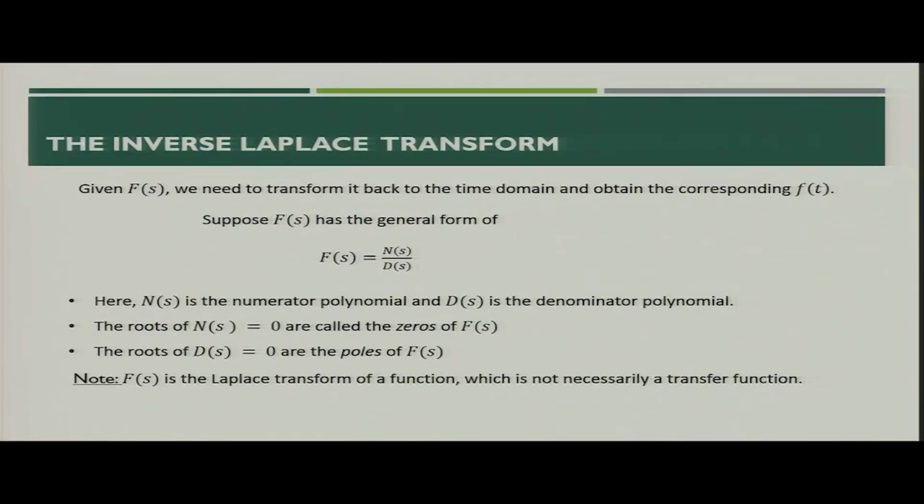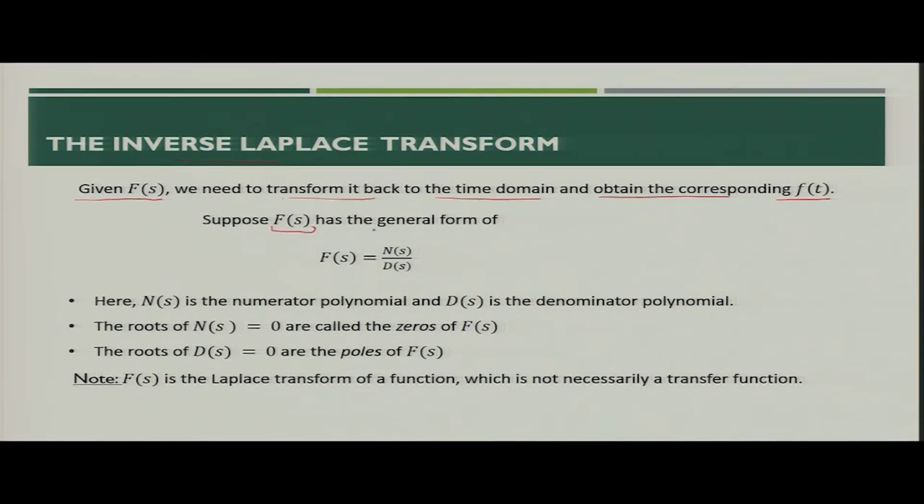So, let us start the discussion about the inverse Laplace transform. In this case, we are given the value of F s, and now we need to transform it back to the time domain and obtain the corresponding value of f t.